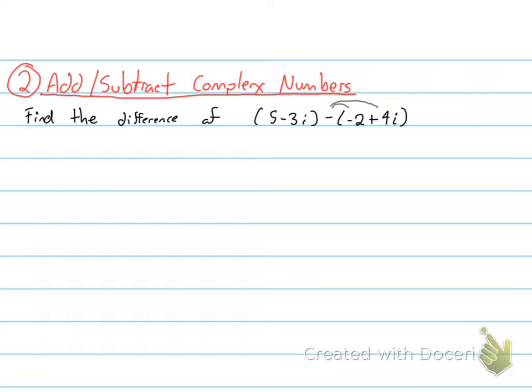So what I'm going to do here is distribute that -1. I'm left with 5 minus 3i plus 2 minus 4i. And all I'm going to do here is combine like terms. So that 5 and 2 will combine to be 7. -3i minus 4i will leave me with minus 7i. So my final answer here in a plus bi form is 7 minus 7i.